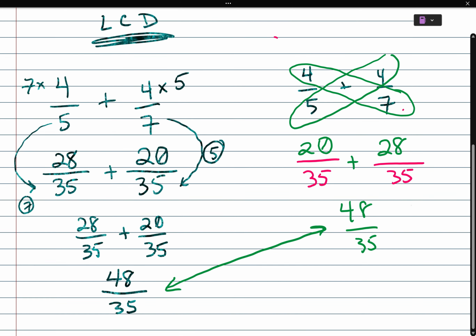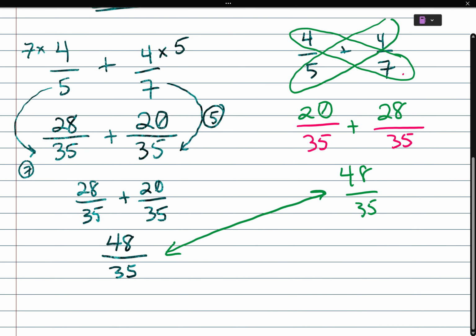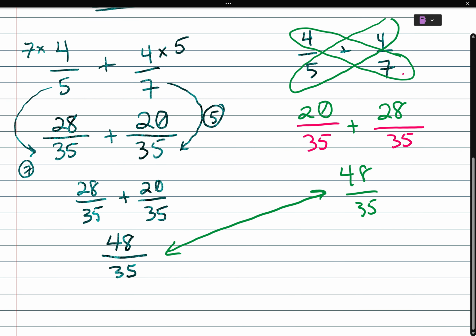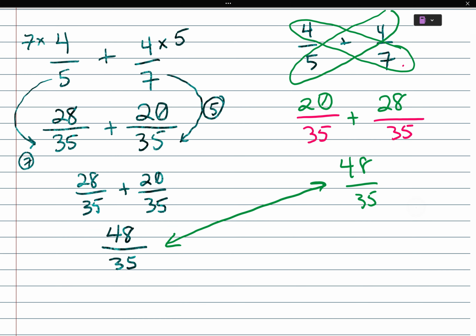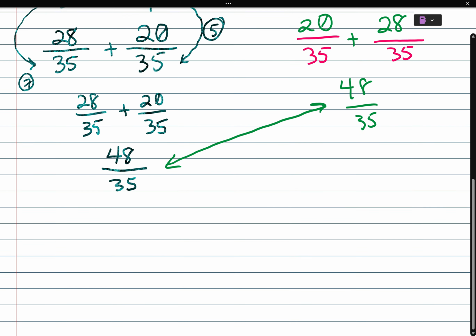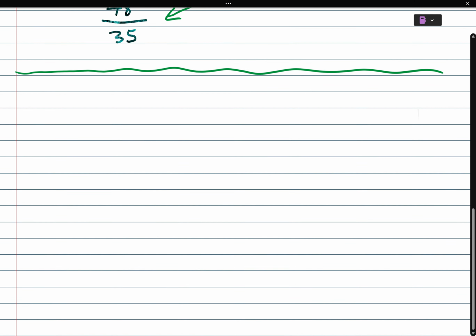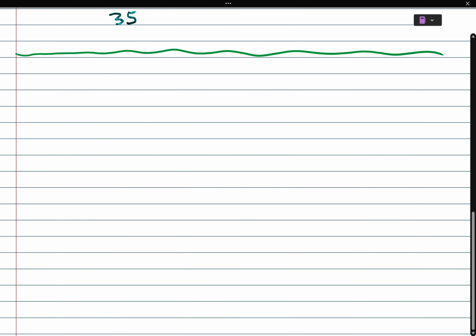Okay, let's try a different one. That one probably didn't look too different because the LCD was 35, and then when we multiplied 5 times 7, you still got the LCD of 35. So you're probably saying, okay, that didn't look too different. There were still two different ways, and we're going to show the difference even more now in this next problem. So 7 over 6 plus 1/3.